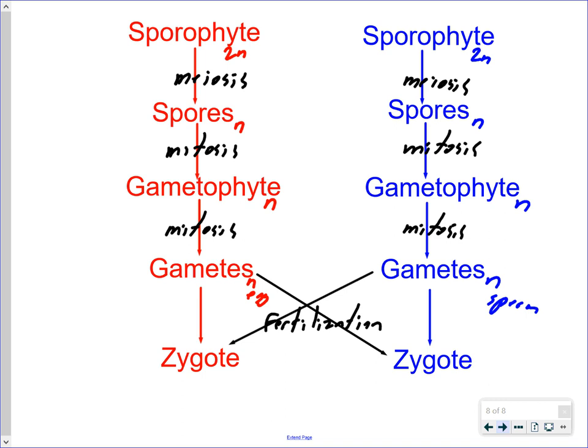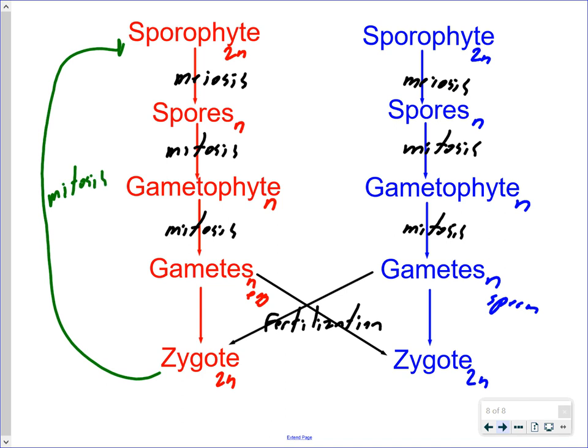What does that get us? Well, it gets us back to our diploid cells. Diploid zygote here, diploid zygote here, and now all we need to do is complete the cycle. So we're going to take that zygote and eventually get it back to being a sporophyte, and that requires the process of mitosis, both over here and exactly the same thing on the right-hand side.